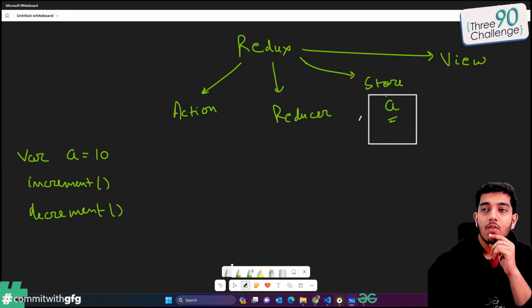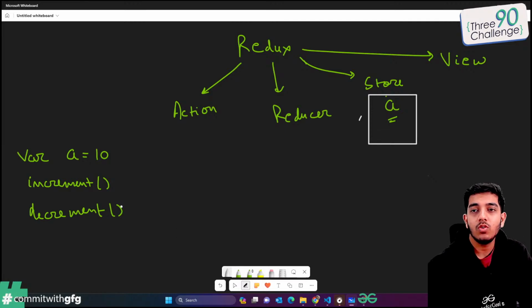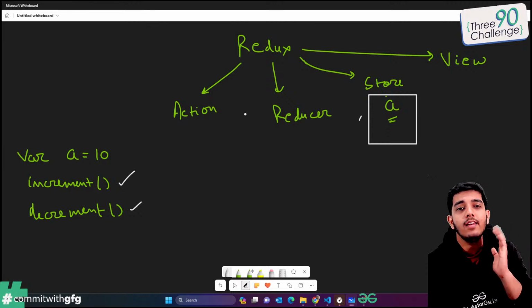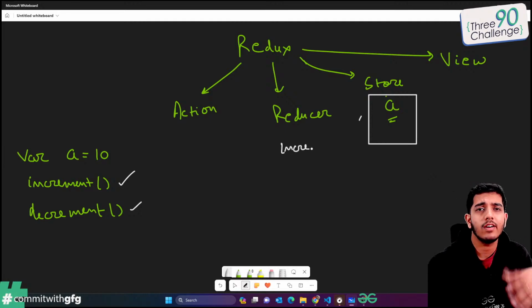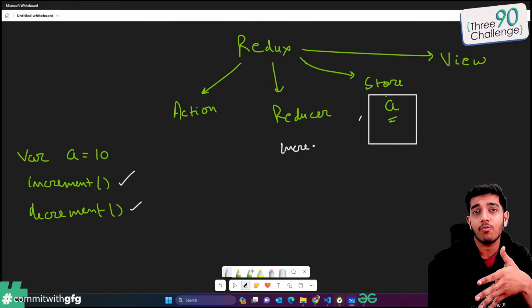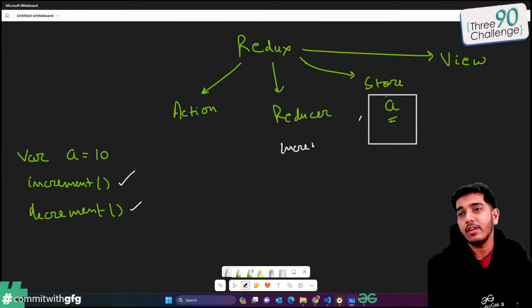Now one more thing: what's a reducer? You know that you have an increment function and a decrement function. These are basically the reducers. That means there would be a file named reducer. Here in the reducer we're going to have, first of all, increment. You can have different kinds of things; it's not only increment and decrement. You can have login and logout functions also. So I'm going to have an increment function, and inside the reducer we're going to have a decrement function also.